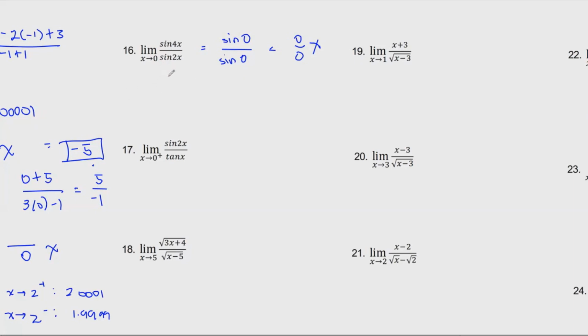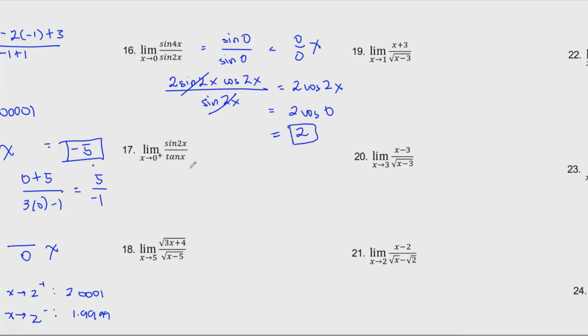So let's try redefining sine 4x. Remember, this sine 4x can be redefined as 2 sine of 2x cosine of 2x, and then we divide this by sine 2x. And remember, this factor here can be cancelled out, so we're left with 2 cosine of 2x. Now let's try substituting this. 2 cosine of 0 is actually equal to 2, because cosine of 0 is 1, so 2 times 1 is equal to 2. So in this case, the answer is simply 2 for this number 6.